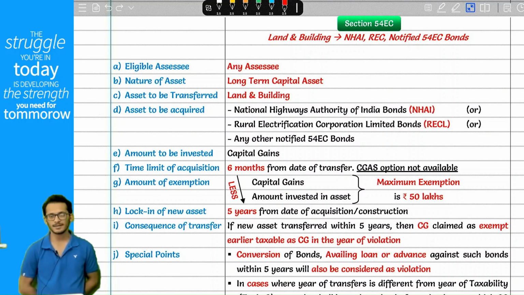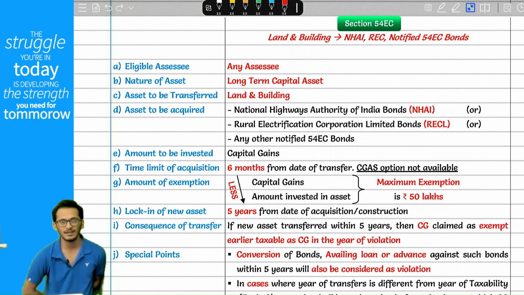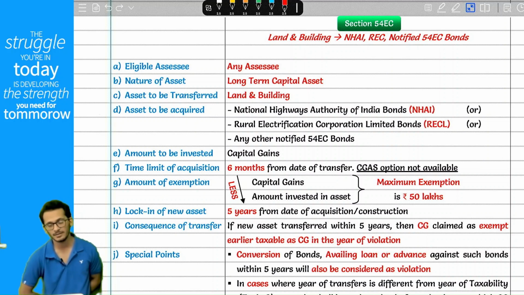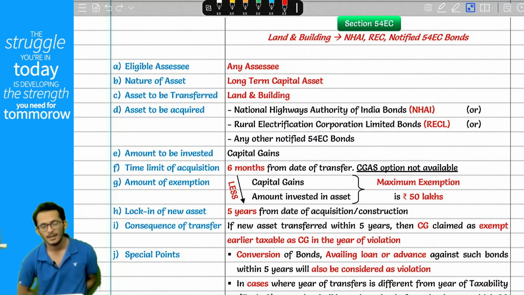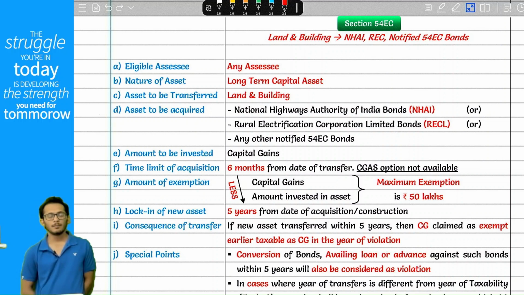For all assets covered in a single financial year, which means that even if you spread the investment over various financial years, the maximum exemption you can claim is 50 lakhs for that asset. Any capital gains which you invested, the bonds which you got should be held for a period of at least 5 years.